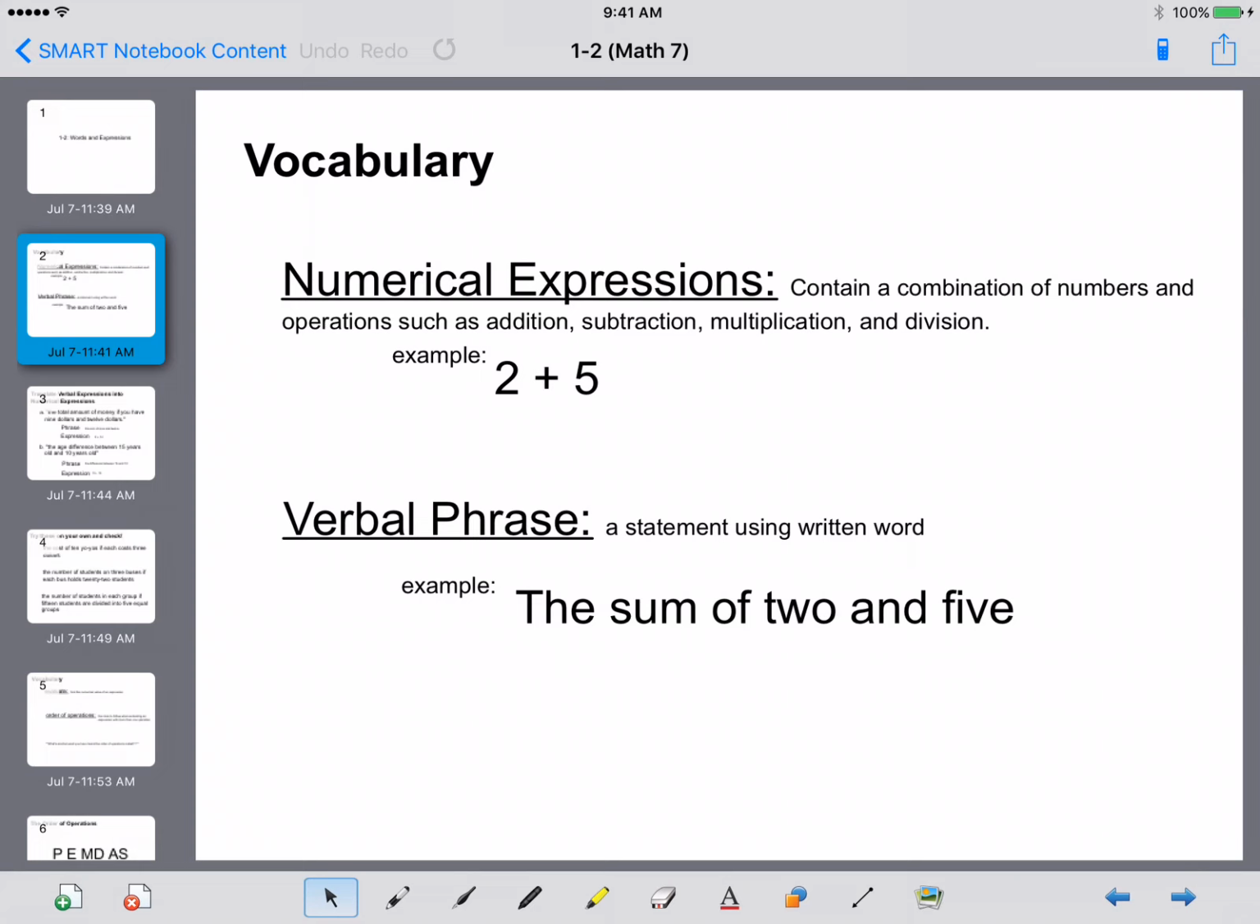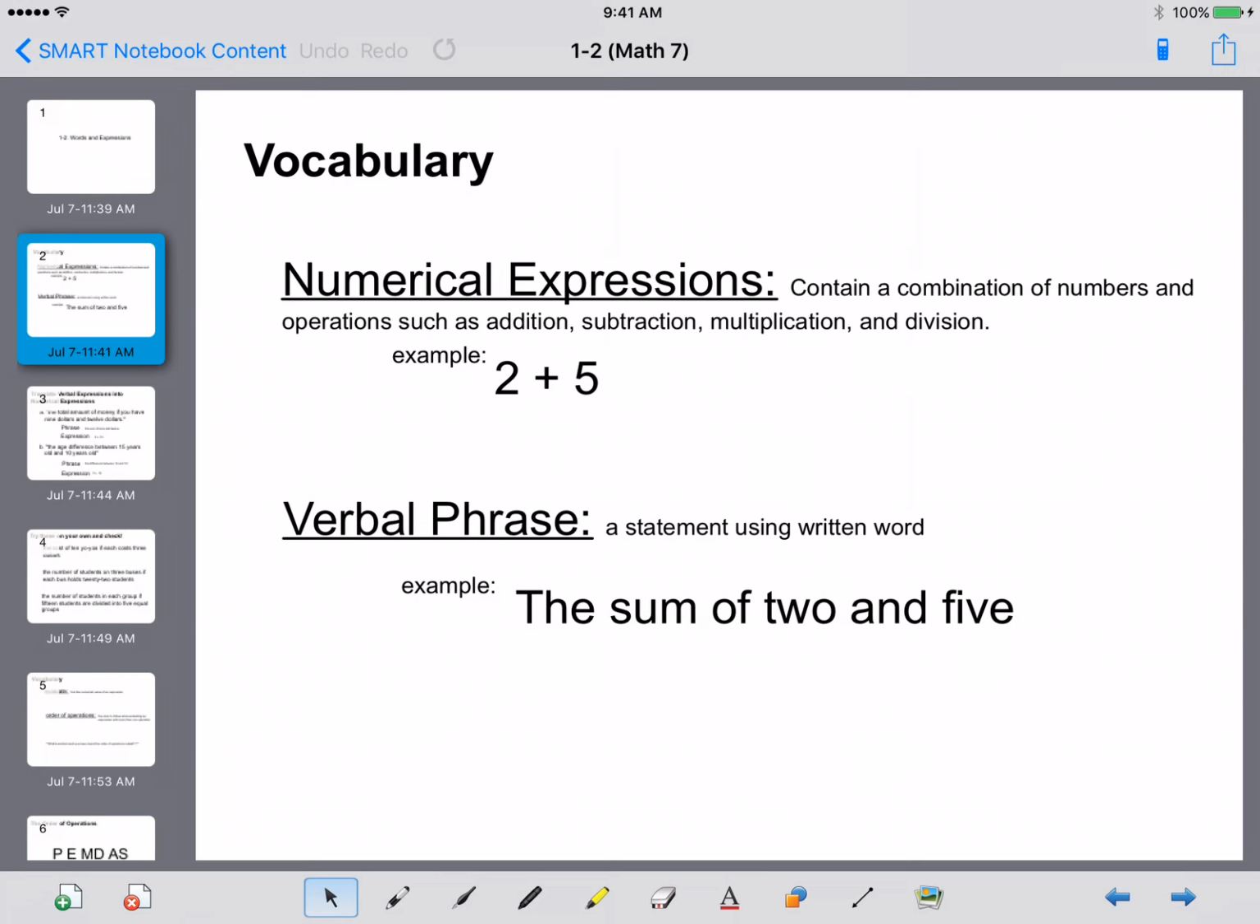The first vocab word is numerical expressions. Those contain a combination of numbers and operations such as addition, subtraction, multiplication, and division. For example, that would be 2 plus 5. You've got your numbers and you've got your addition in there. Or I could say 3 minus 6. I could say 2 divided by 4. I could say 3 times 5 plus 4 divided by 2. As long as it's just numbers and operations, it's a numerical expression.